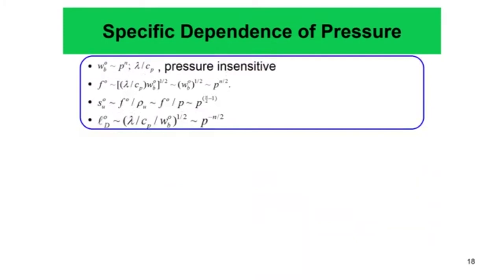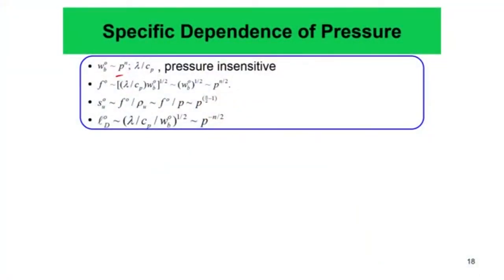So then the question comes, how does your F0 or SL depend on pressure? Now we know that WB0 is essentially governed by the law of mass action, that is the reaction rate should be proportional to the product of the concentrations raised to the power of the stoichiometric exponents. And we can also alternatively write it as, this concentration is essentially proportional to the pressure. So we can write WB0 as proportional to P to the power of n, where n is the reaction order. Okay. Now we have already known that F0 is equal to lambda by Cp times WB0 to the power of half, whereas WB0 is essentially P to the power of n.